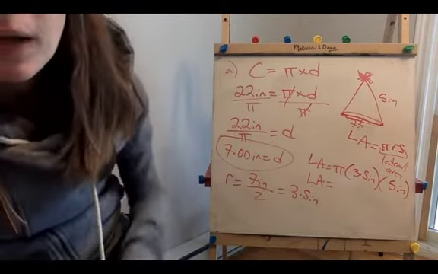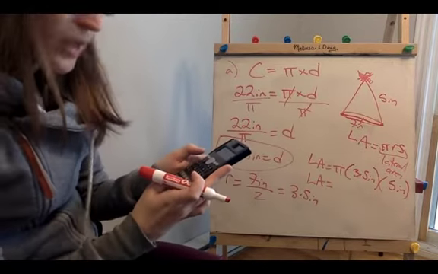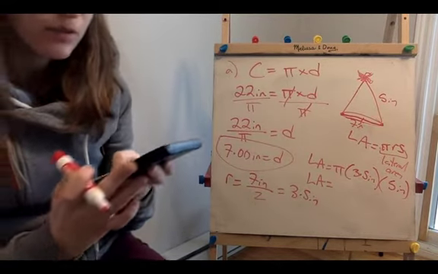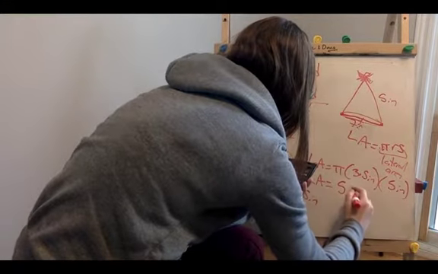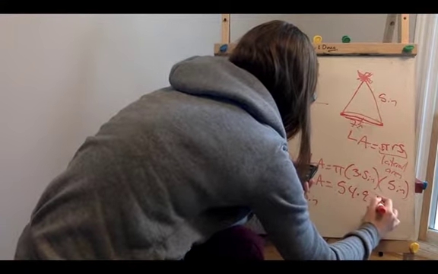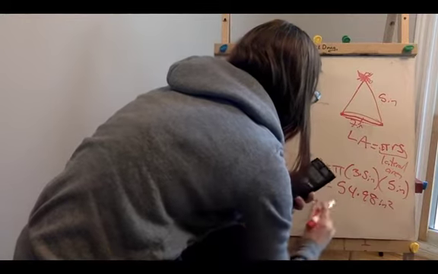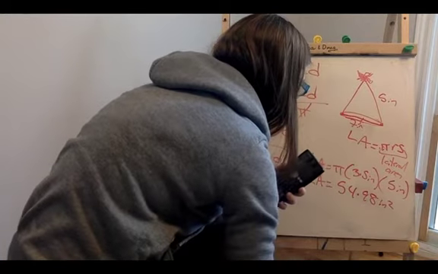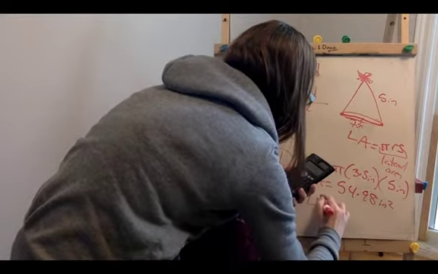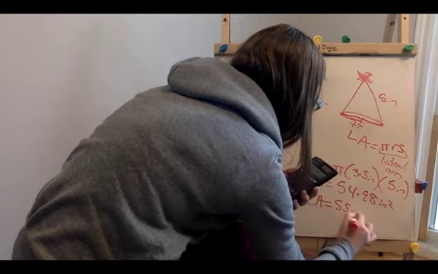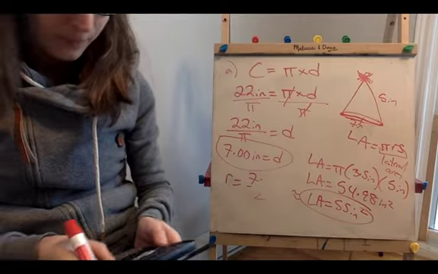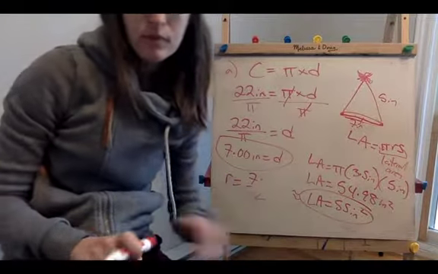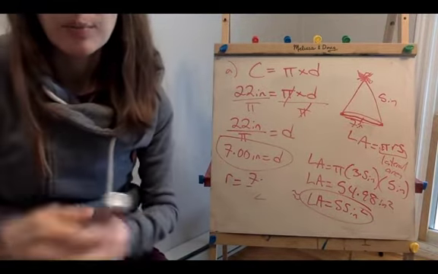And then I just multiply those together. Pi times 3.5 times 5. And we get 54.98 inches squared. So I think it's pretty safe to call that a nice 55 square inches required for the party hat. Okay, all right, so that was our last example.